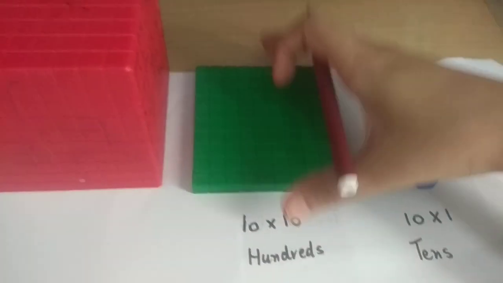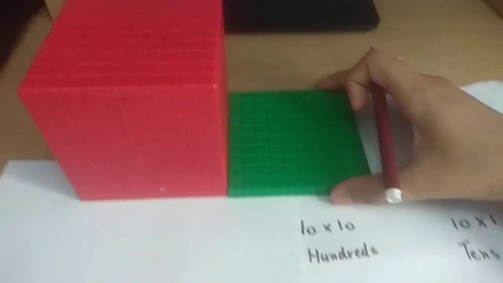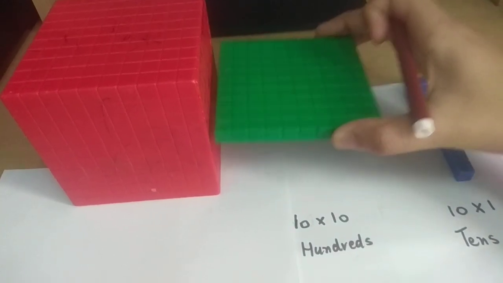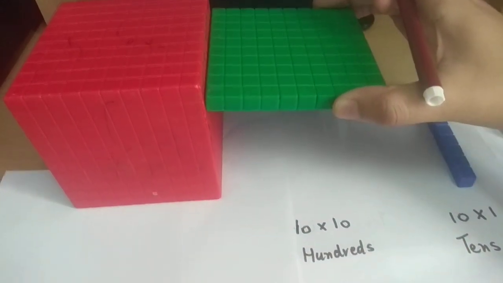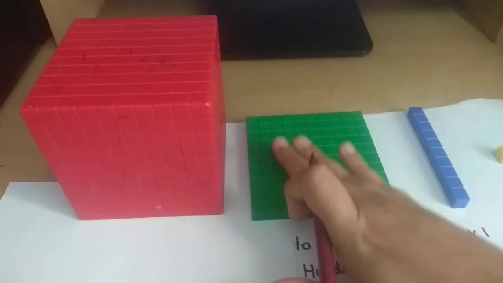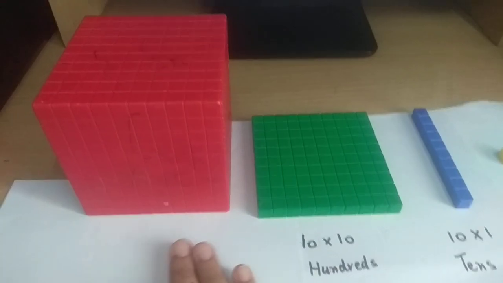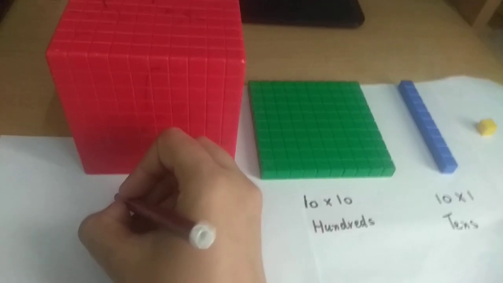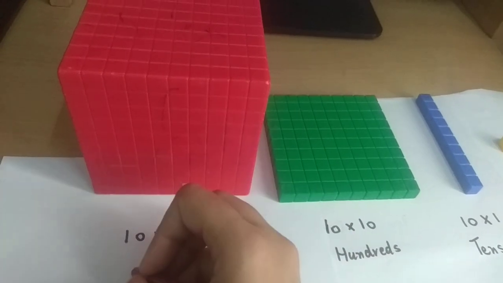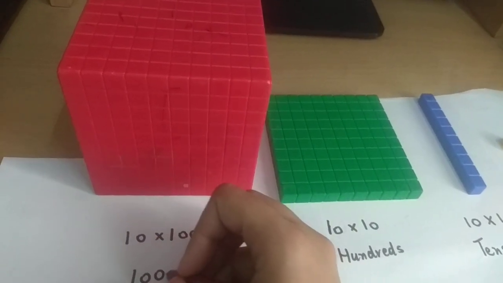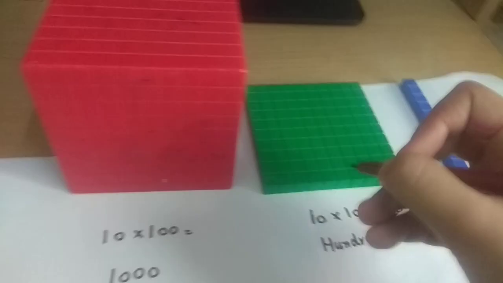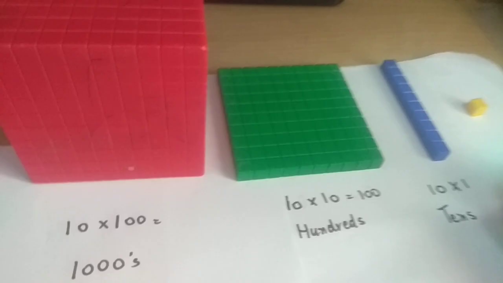Now, if I join 1, 2, 3, 4, 5, 6, 7, 8, 9, 10 such blocks of hundreds and make a pyramid like this, then I will get my thousands. That means 10 blocks of hundreds will give me my thousands. Correct?